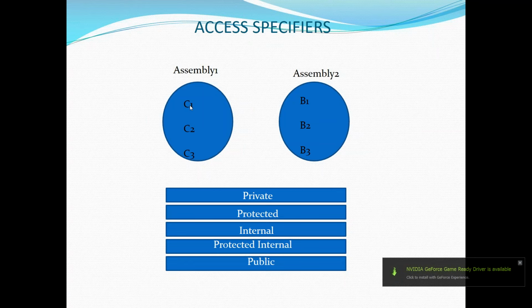Or C3, if anyone from your assembly tries to access your data, they cannot. Once you define any data member as private, the scope will be limited up to only that particular class. Within the same class, anyone can access it. But once it comes outside of the class, nobody can access your data member. So when the scope of any data member has to be limited up to class level, then it should be defined as private.